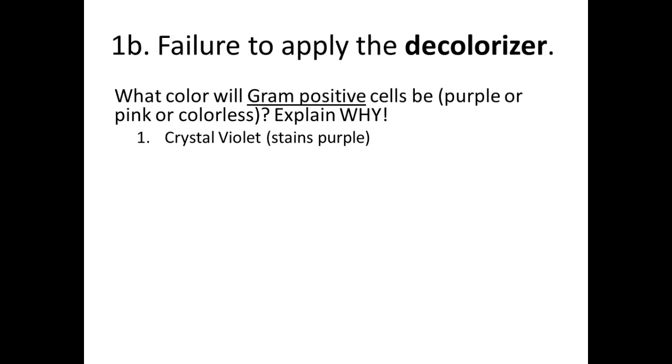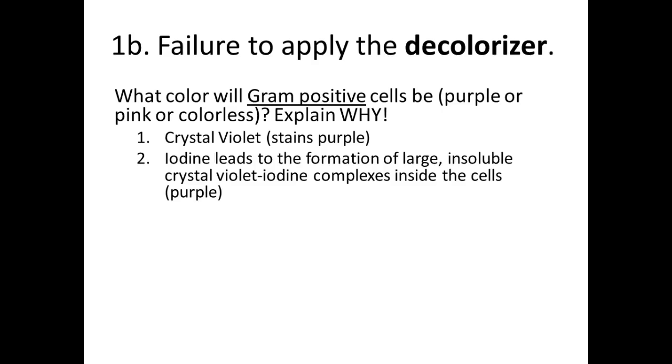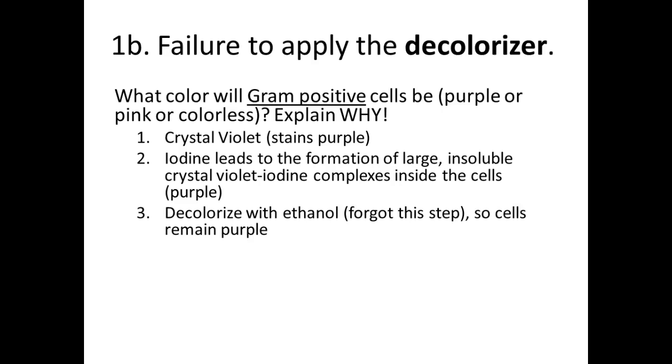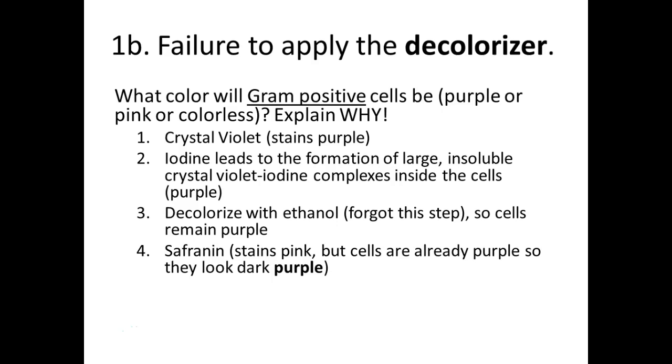Okay. What if you forget to decolorize? So your gram-positive cells are going to be purple, right? You're going to add your iodine. They're going to stay purple. We're going to, oh, nope, we forgot to decolorize, right? So, forgot this step. So they remain purple. Then we're going to stain with safranin. But remember, they're still going to look purple. So for gram-positives, forgetting that step, not a big deal, right? Because they were going to stay purple anyways.